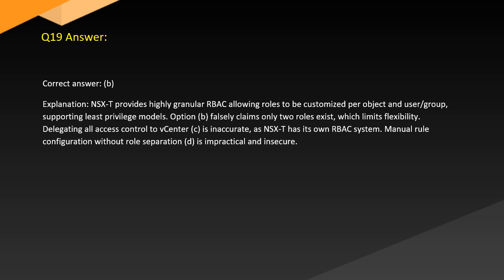Answer. Correct answer: B. Explanation. NSX-T provides highly granular RBAC, allowing roles to be customized per object and user group, supporting least privilege models. Option B falsely claims only 2 roles exist, which limits flexibility. Delegating all access control to vCenter (C) is inaccurate, as NSX-T has its own RBAC system. Manual rule configuration without role separation (D) is impractical and insecure.